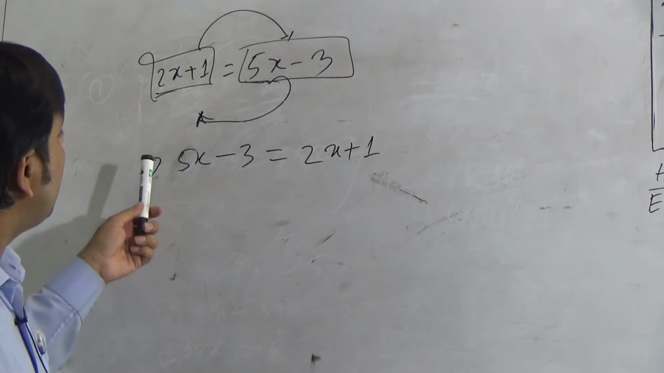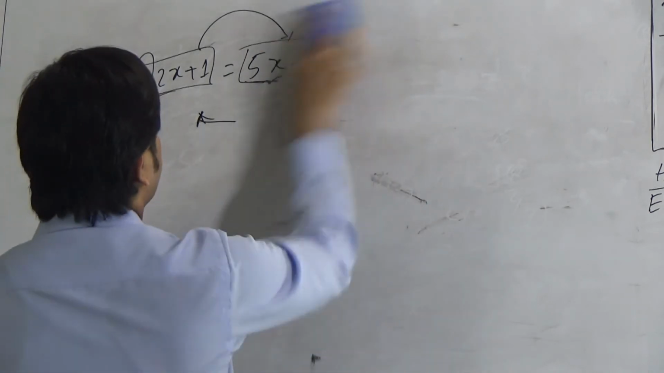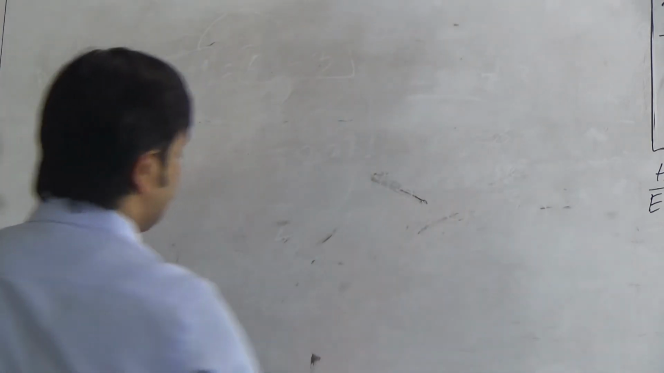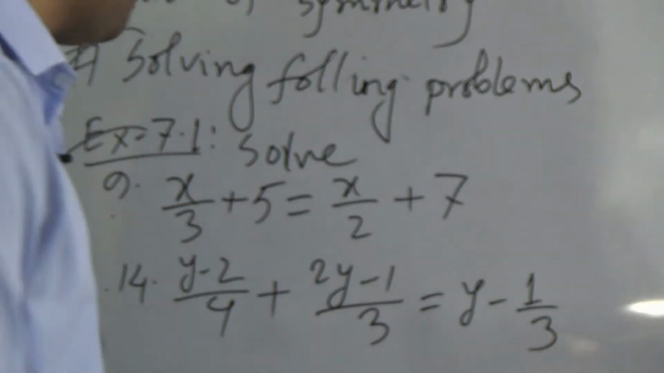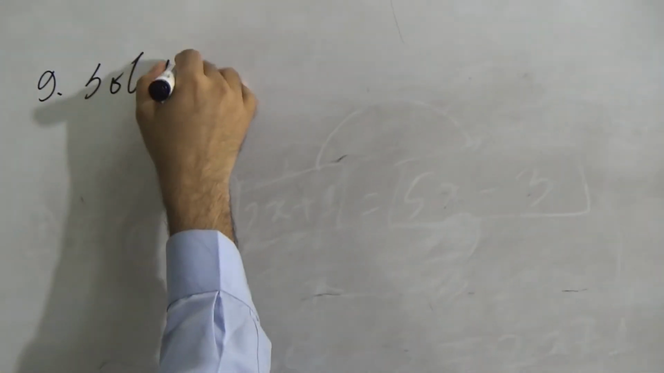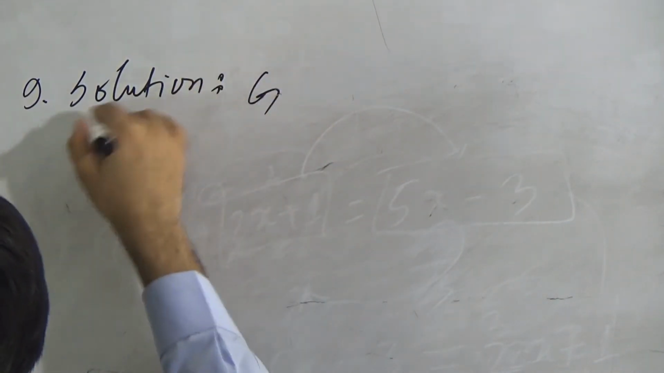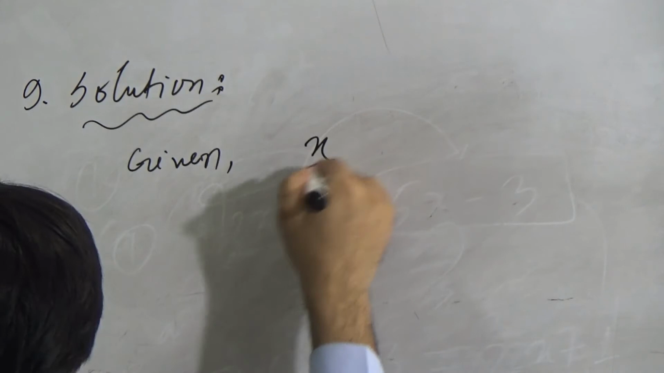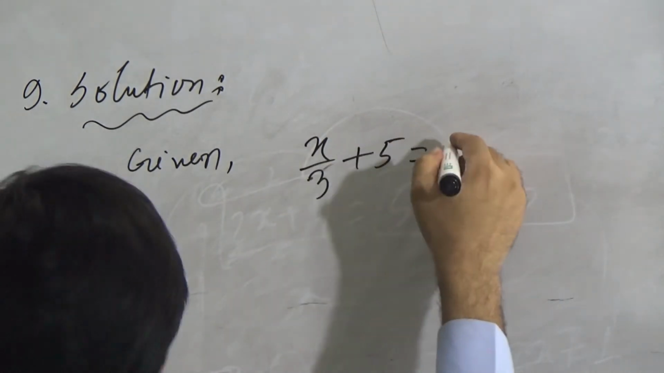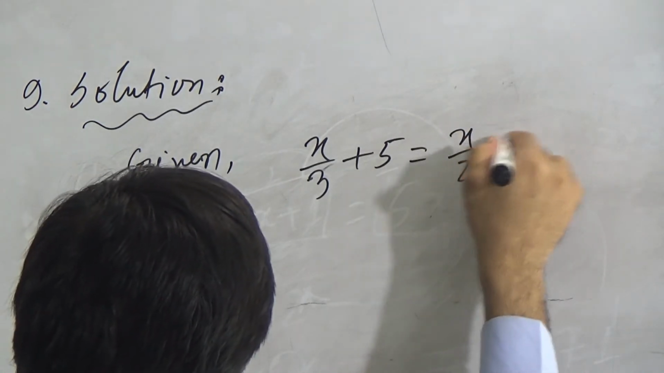Okay, dear students. So I have completed our today's discussion, and now I will solve the problems that I have written here. I have written two problems here from exercise 7.1. One is 9, another is 14. Problem 9 is x by 3 plus 5 is equal to x by 2 plus 7. We have to solve this. Solution. Given: x by 3 plus 5 is equal to x by 2 plus 7.